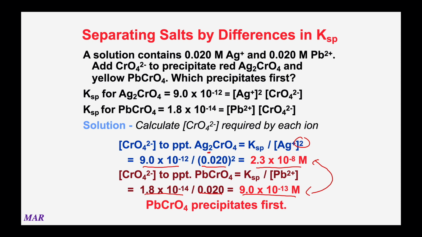On the other hand, we have to go many orders of magnitude higher, i.e. 10 to the minus 13th to 10 to the minus 8th. We have to raise that chromate several orders of magnitude to make the red Ag2CrO4 precipitate out. So PbCrO4 should be the first one to make a solid.